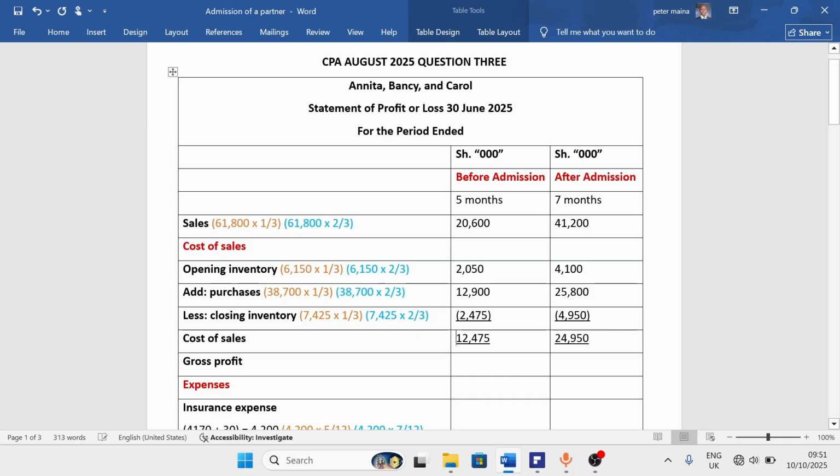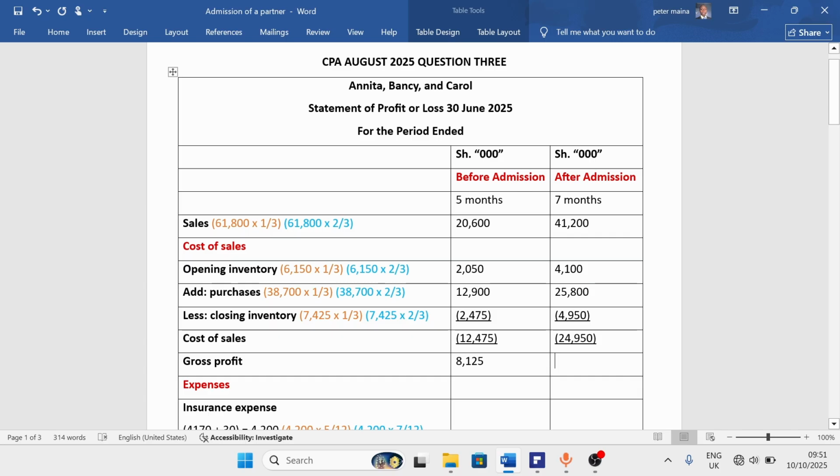So now we want to deduct the cost of sales from the sales figure to get the gross profit. So we put the cost of sales in brackets. So in the first period, gross profit will be given by sales. The sales is 20,600 minus the cost of sales 12,475. So the gross profit is 81.25, and that is for the first period before admission.